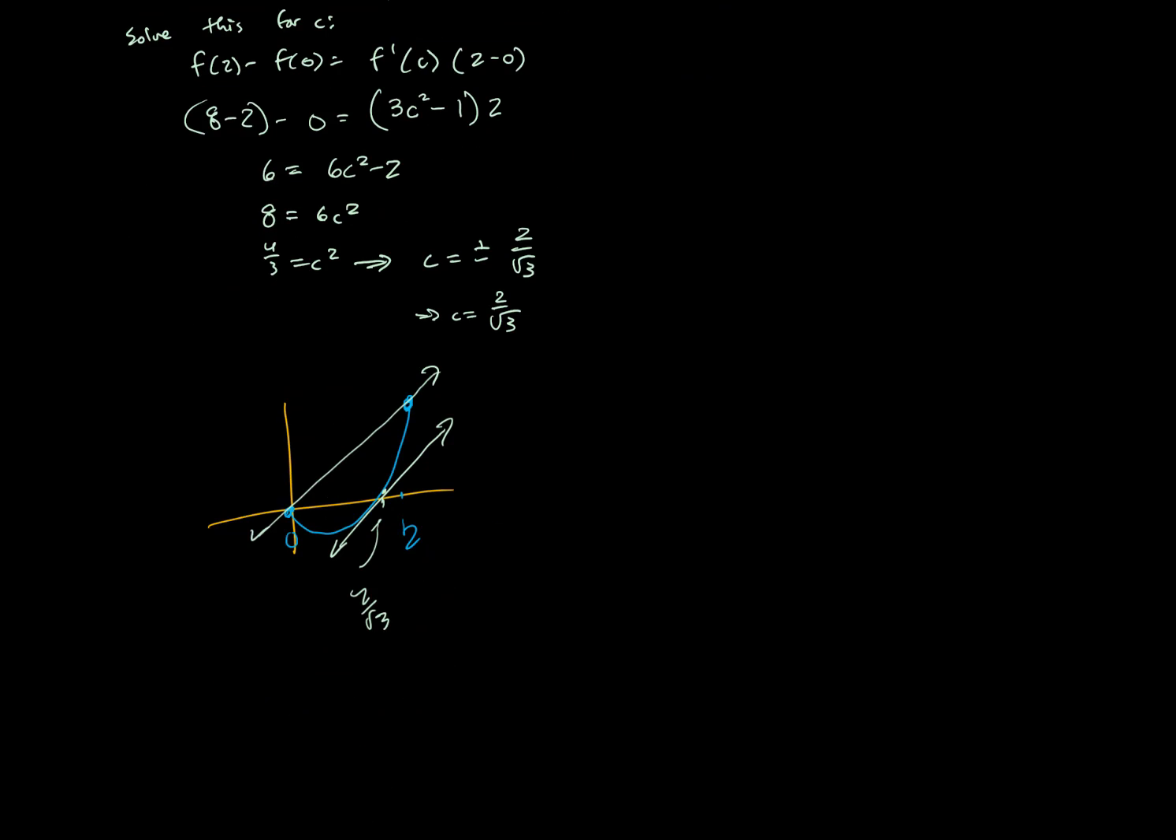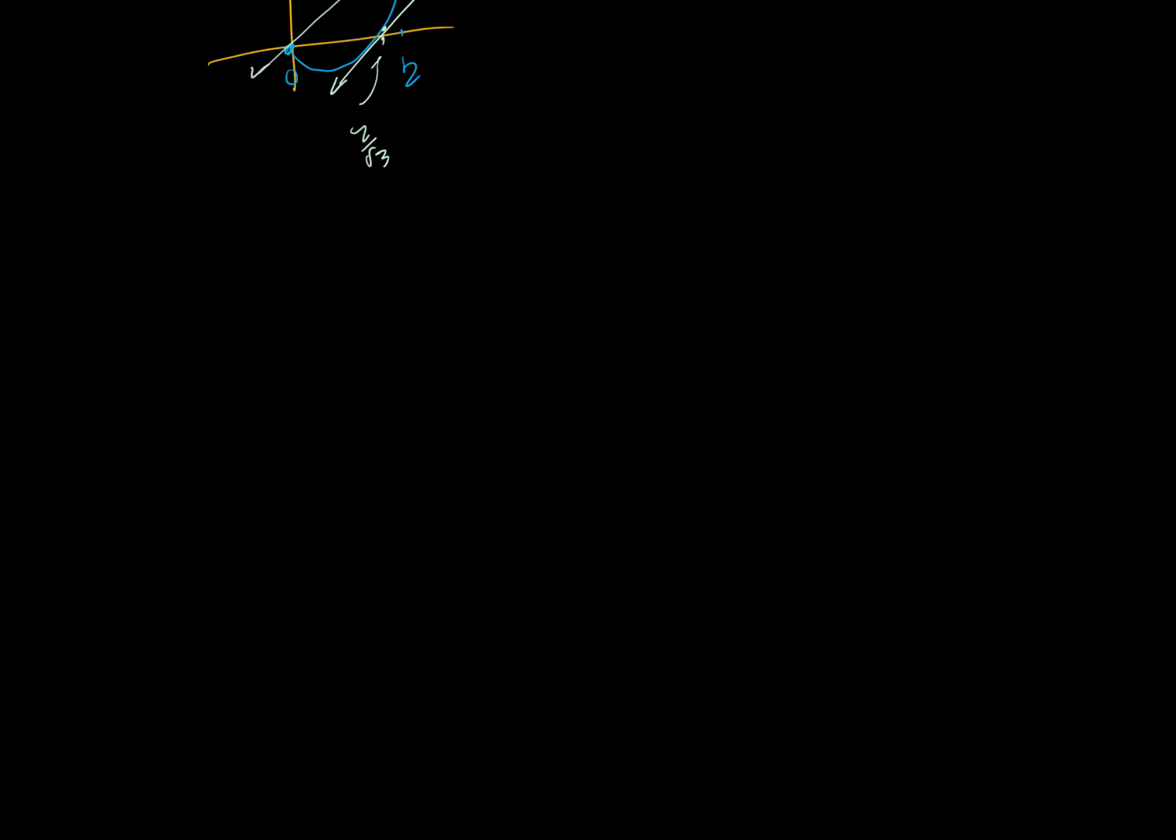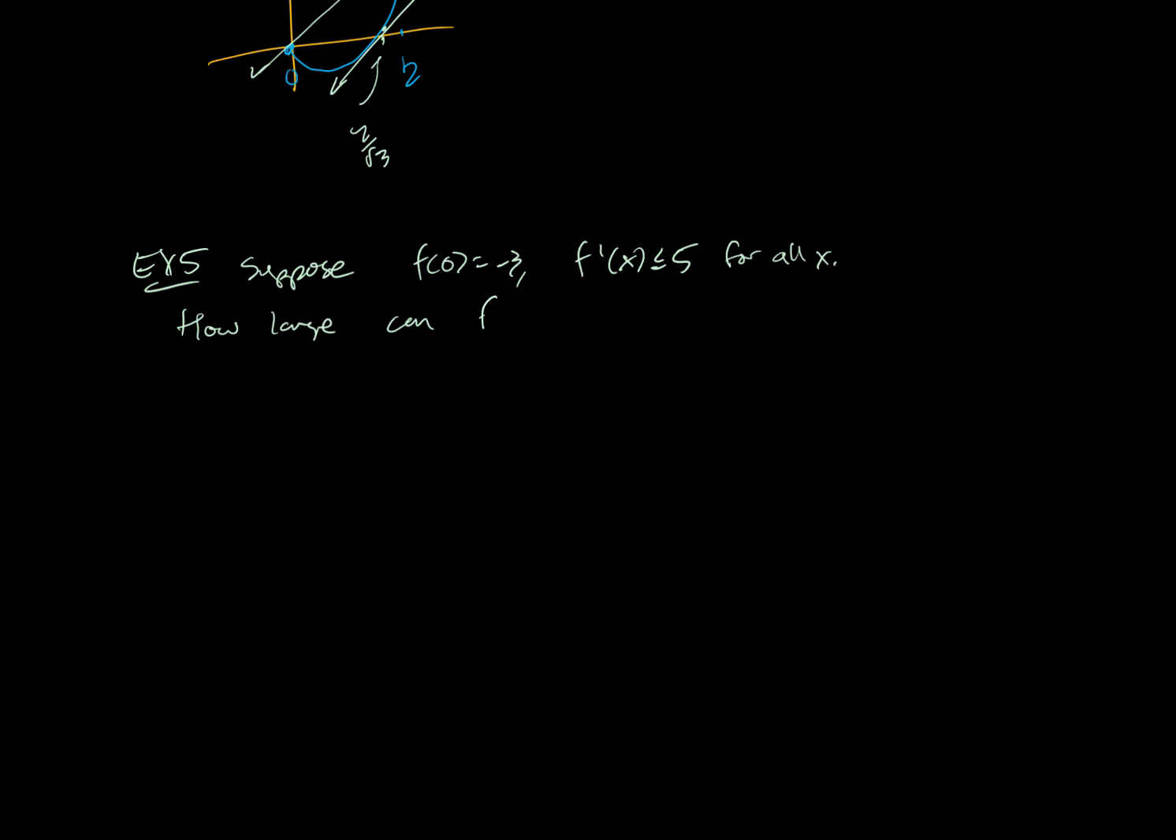I didn't go over this one in class because we just didn't have time, but this is a good example as well. Example 5. So suppose that f of 0 equals -3 and f prime is less than or equal to 5 for all values of x. Here's the question. How large can f of 2 be? So in other words, we know a starting point, which is f of 0. We know a bound on our rate of change. So this is some sort of governor. Our rate of change cannot be greater than 5. Based on that, what's the maximum possible value that f of 2 could be?